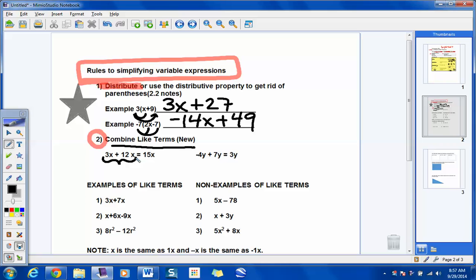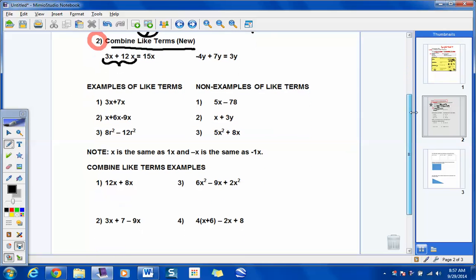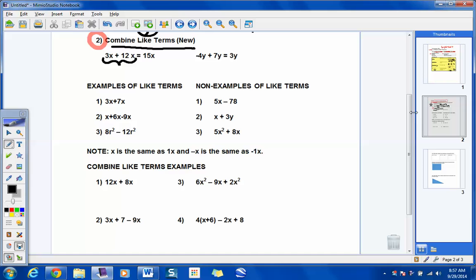Okay? Alright, now before we can proceed in this right here, we got to have a really good understanding of what like terms are and what like terms are not. And this is a really good reference table right here. Stuff on the left, examples of like terms. Can you combine like terms? The answer is what? Yes. Yes, you can.